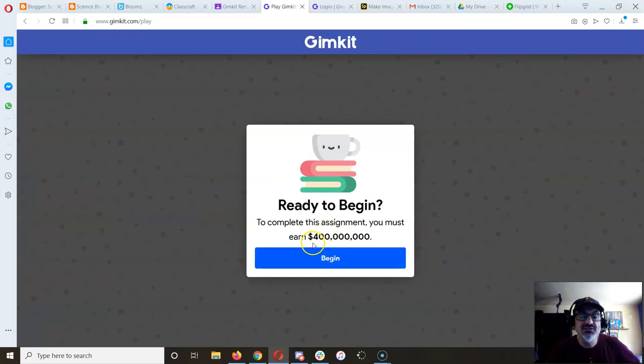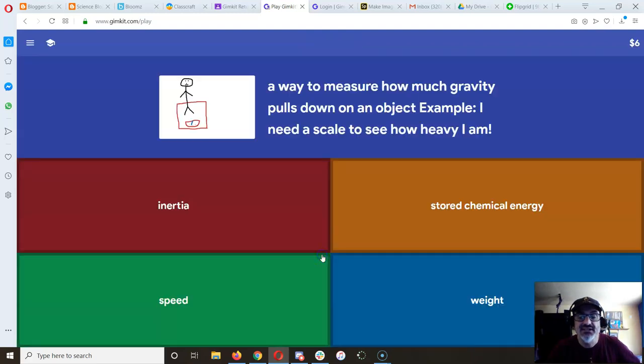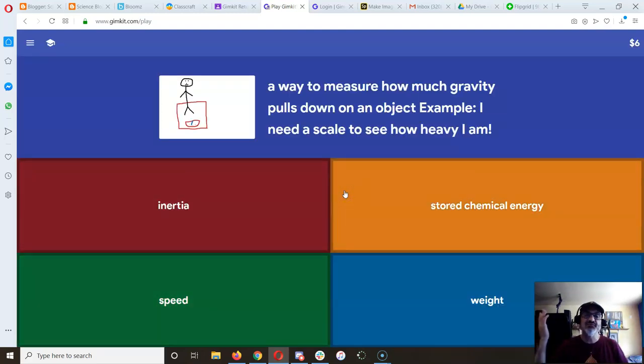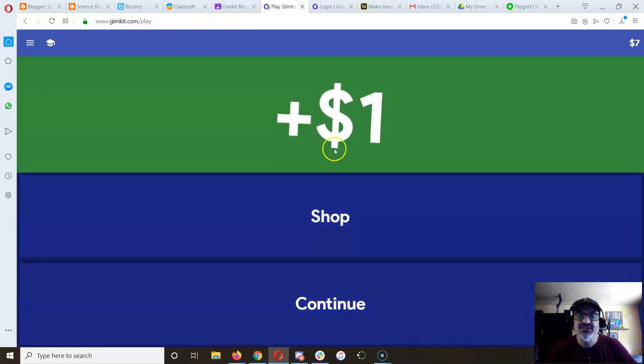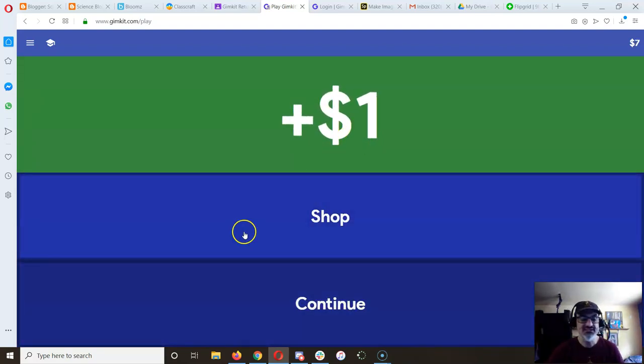And then your goal is to earn $400 million, and you have a 20-minute limit. And some of you already beat that, so you should be able to do it no problem. It's the same physical science questions we had before. So, a way to measure how much gravity pulls down on an object. Example, I need a scale to see how heavy I am. That is weight. So you get your money and you're playing.